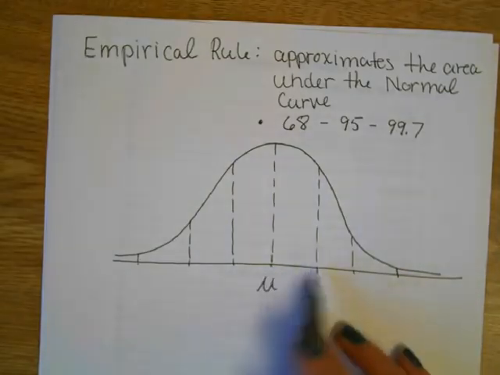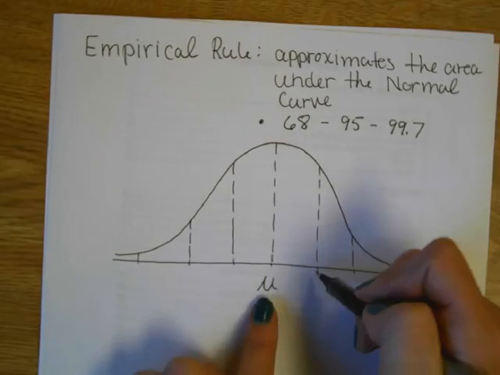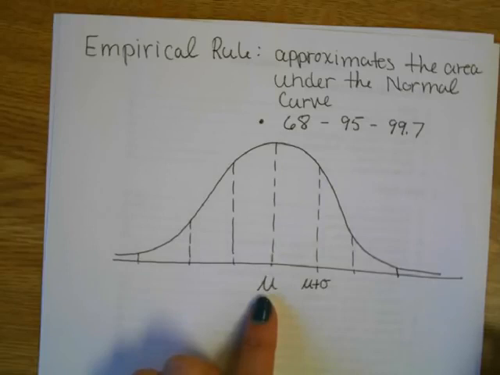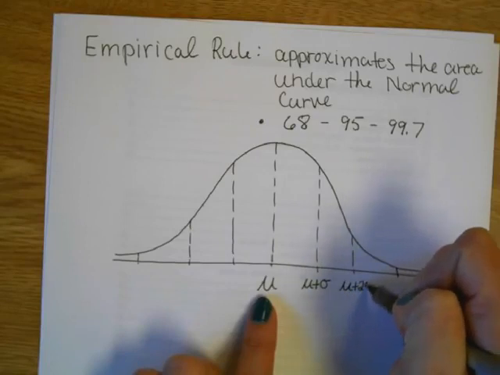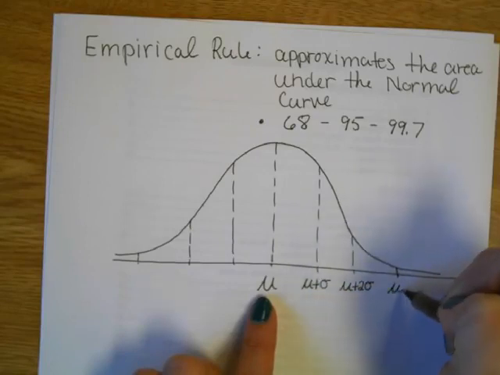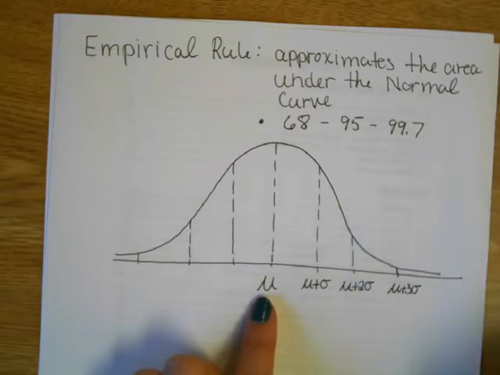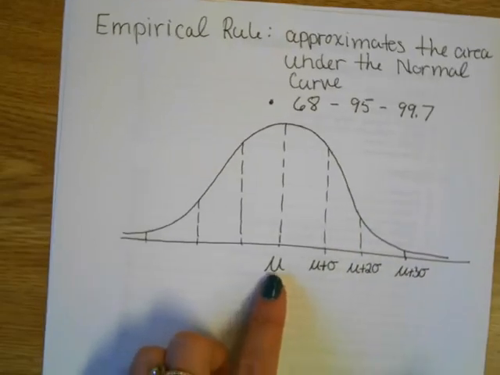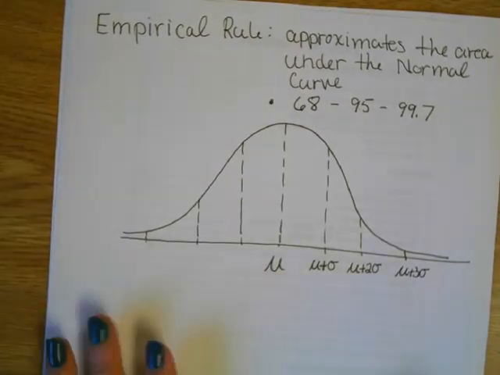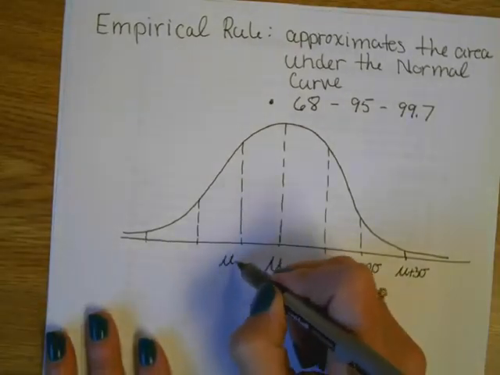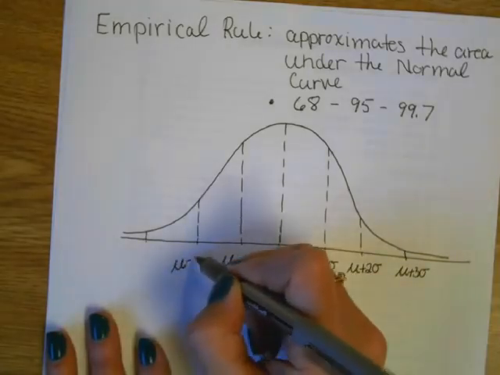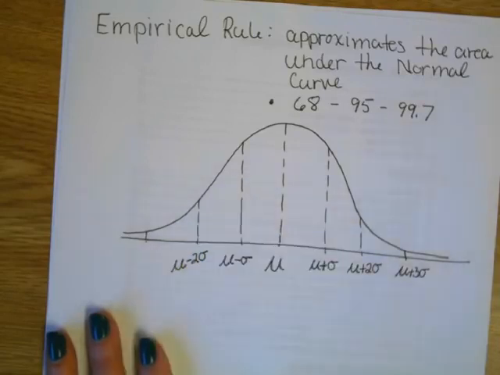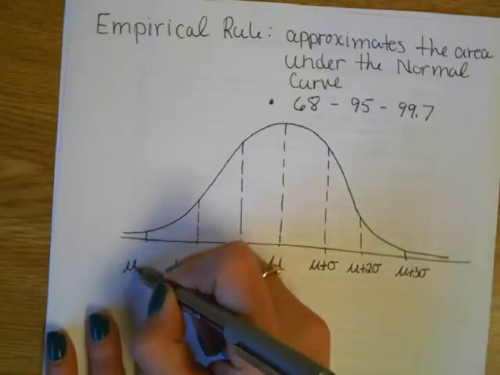So each one of these divisions is one standard deviation apart. This would be the mean plus 1 standard deviation. Next one's the mean plus 2 standard deviations. And then the mean plus 3 standard deviations. And when we go below the mean, we just subtract a standard deviation to get each one of those. So the mean minus 1 standard deviation, mean minus 2 standard deviations.